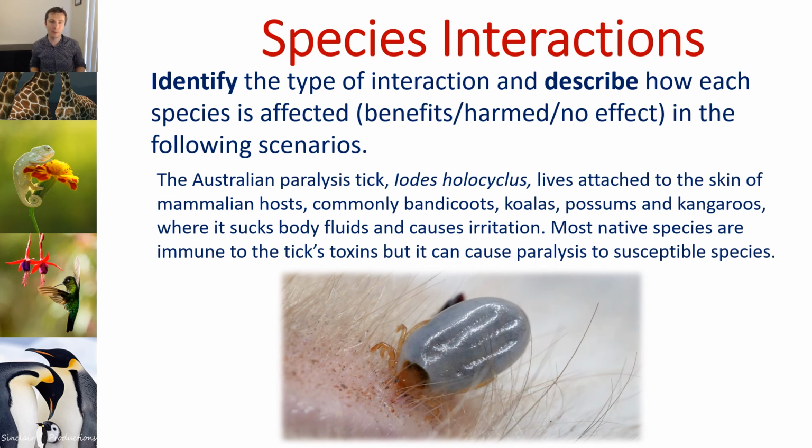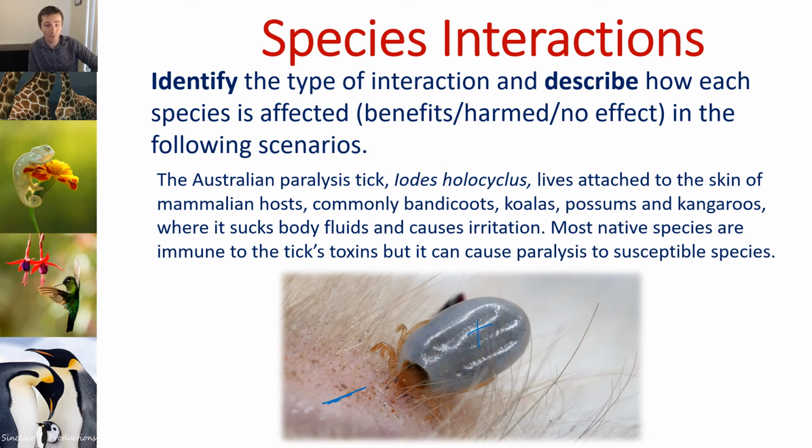Looking at this one, the Australian paralysis tick. It lives attached to the skin of mammalian hosts, including bandicoots, koalas, possums, and kangaroos, where it sucks body fluids and causes irritation. Most native species are immune to the tick's toxin, but it can cause paralysis to susceptible species, particularly things like dogs, because they did not actually grow up with this tick. They haven't evolved over time to be immune, like many of the Australian organisms which have been there. So this time you get the tick, which benefits, it gets the body fluids, and the host, which is a negative interaction, and this is an idea of parasitism.